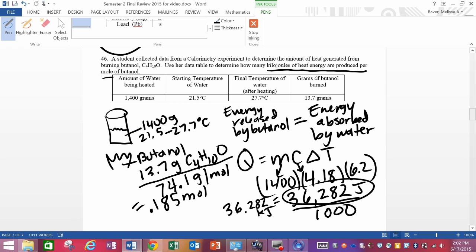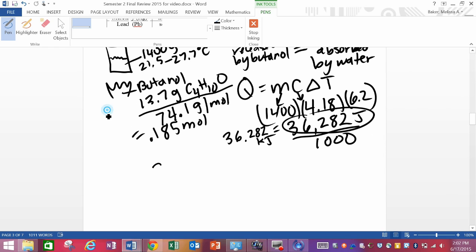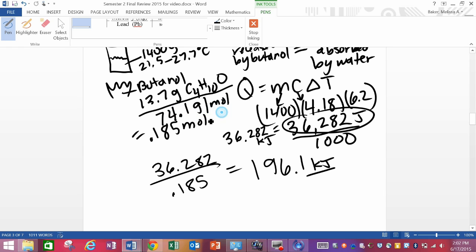So then for our last step, we just take kilojoules divided by moles. So we're going to do 36.282 divided by 0.185. That butanol released 196.1 kilojoules per mole as it burned. And that's it for page 5.